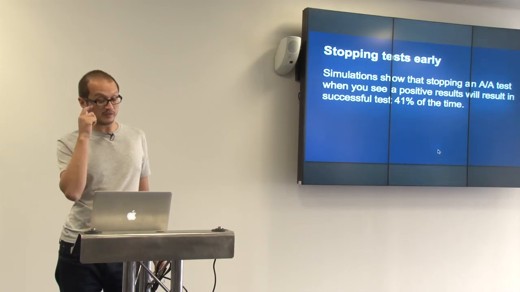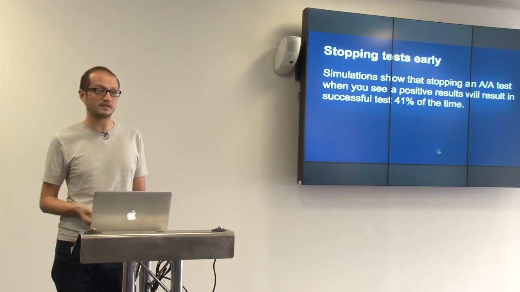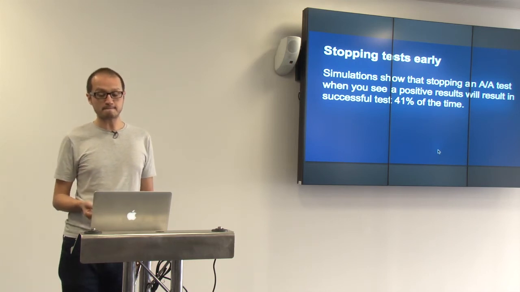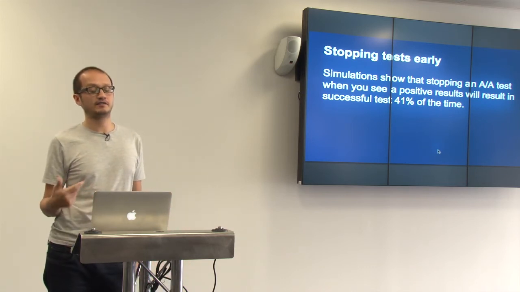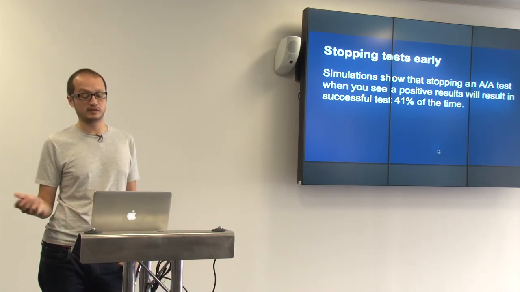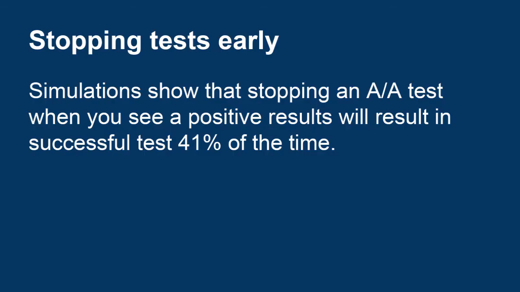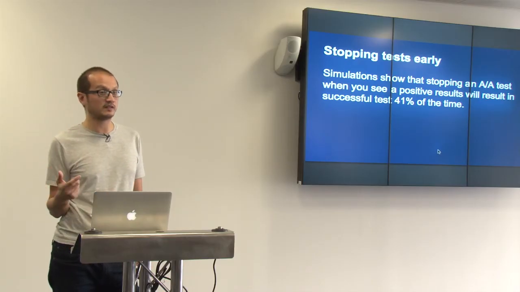So this is what happens if you do that. I just made some Python simulations. What happens if you run a test for 2 months and you check every day to see if there's a positive result, stopping the test when there is a positive result? This will result in a successful test 41% of the time, even if you're running a simulated AA test, where there's no real difference between the control and the variant. You'll see a positive result 41% of the time.